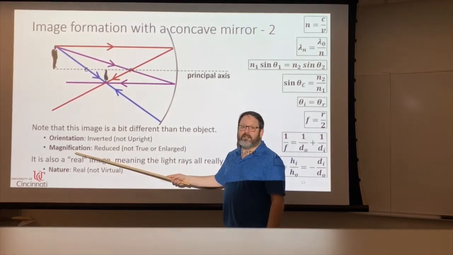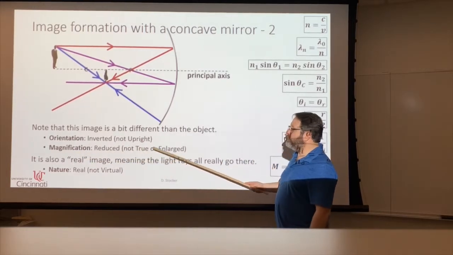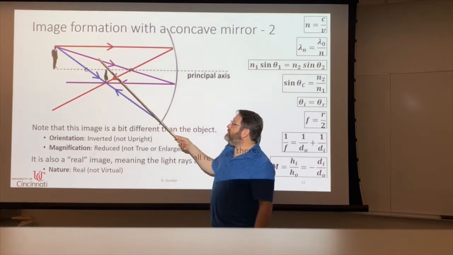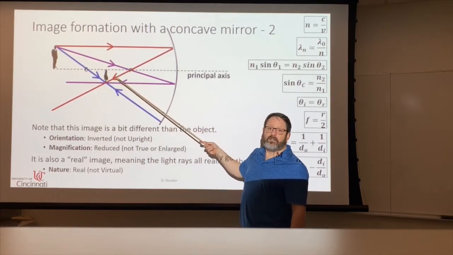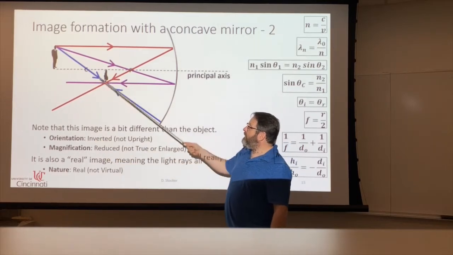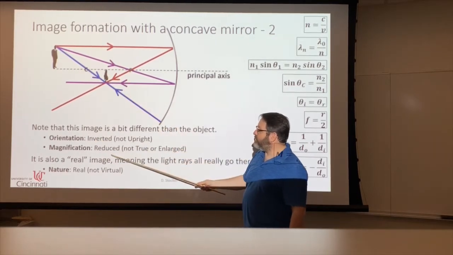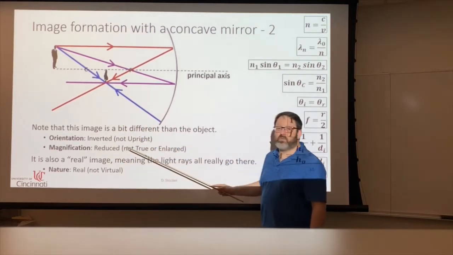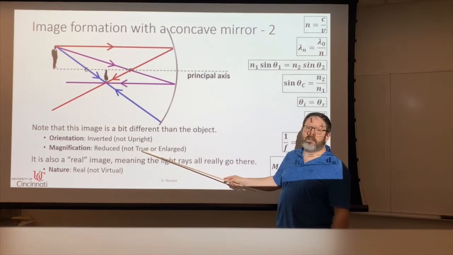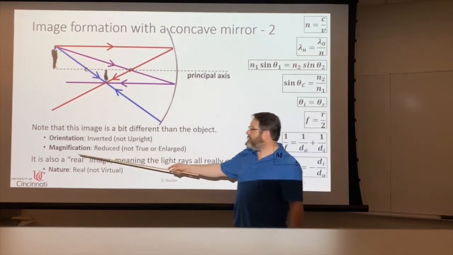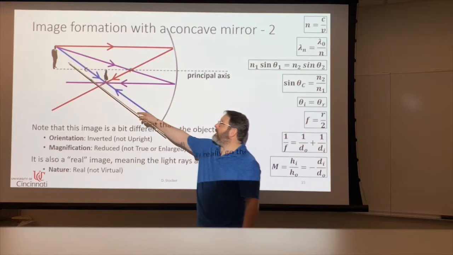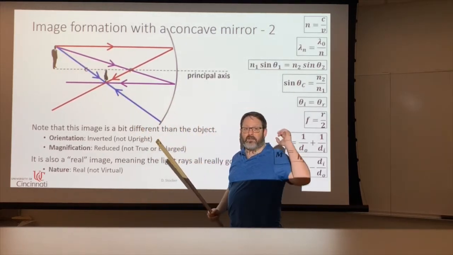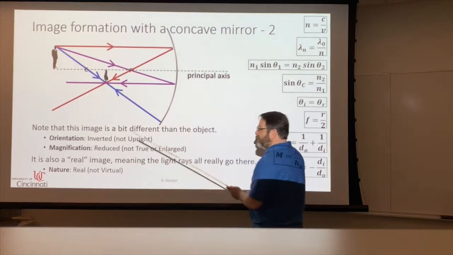And then magnification. Is it reduced, true, or enlarged? So reduced would be, we used to have a big object, and it shows up as a small image. That's the case in this one. So the image is smaller than the object, it's reduced. In some cases, like for the plane mirror, the magnification was 1. So true means magnification equals 1. And then enlarged would be if the object was here and it created an image somewhere that was bigger than the original object, that would be enlarged.